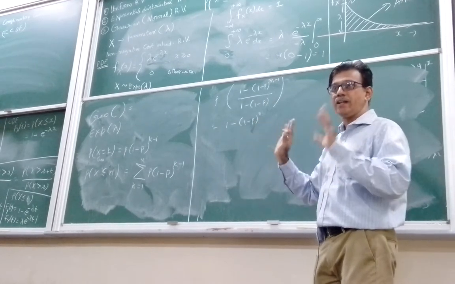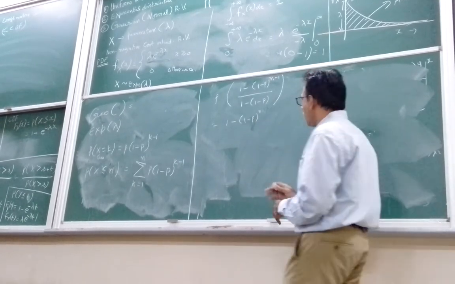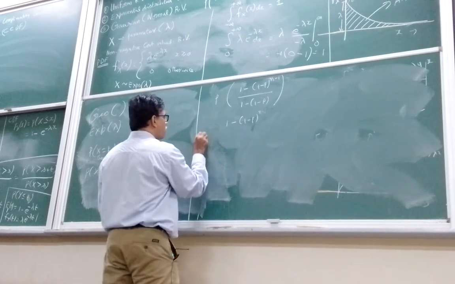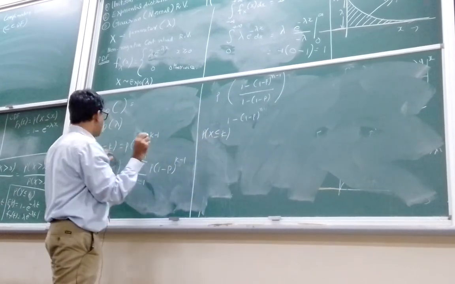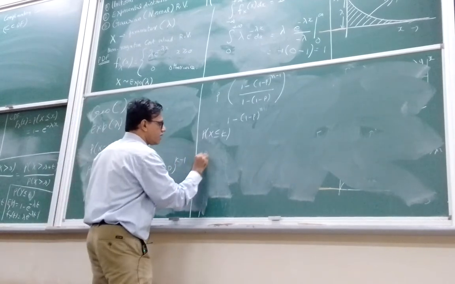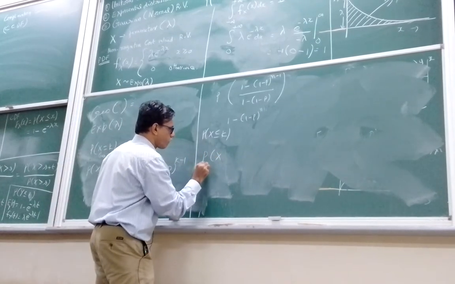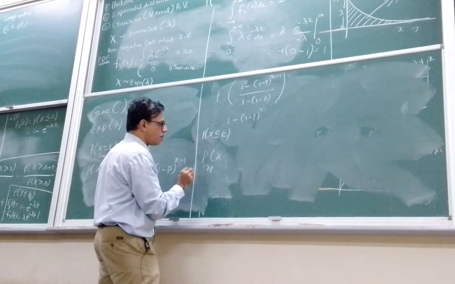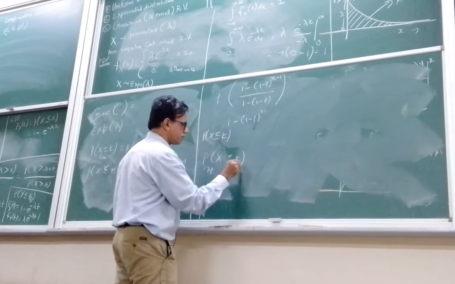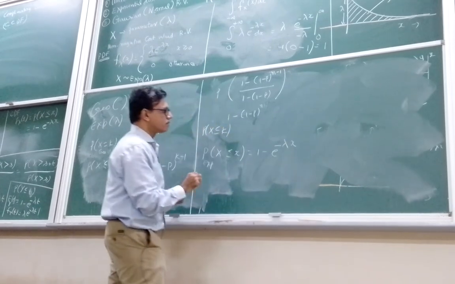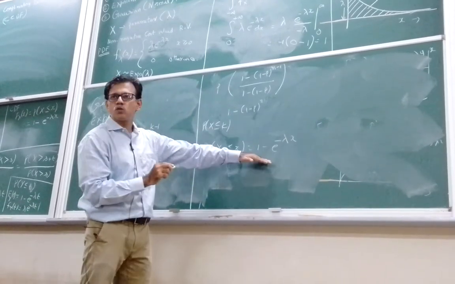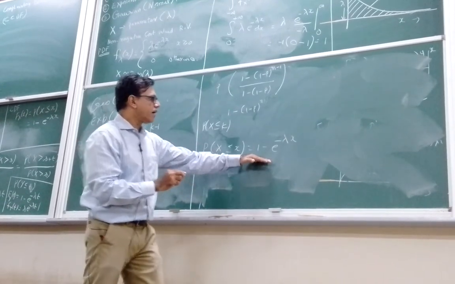We have not derived that so far, incidentally. This is the probability that x is less than or equal to k, where k takes integral values. For an exponential random variable, the probability that x is less than or equal to x is 1 minus e power minus lambda x. See, look at the similarity of these two formulas.